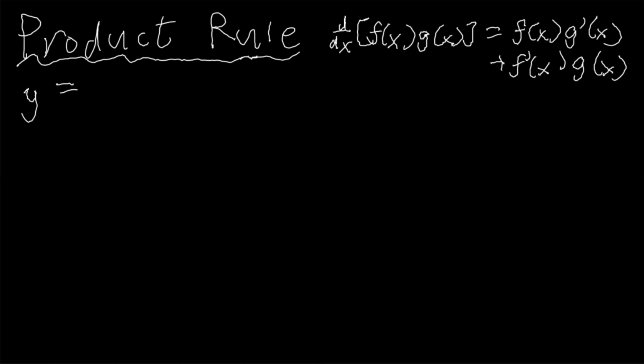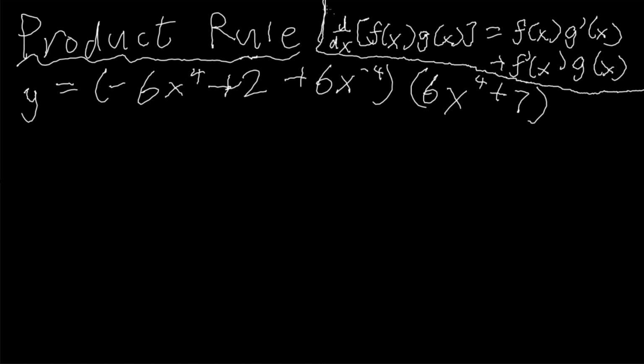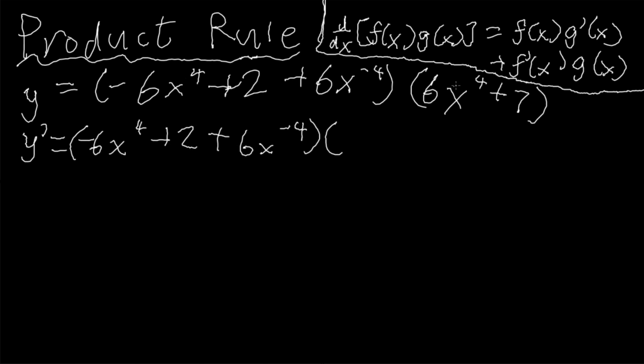Okay, for this next question, let's do something like minus 6x to the 4 plus 2 plus 6x minus 4. Let's spice things up. Times 6x to the 4 plus 7. Now I know this looks pretty weird. I'm gonna make it separated so I don't get mixed up here, but it's just the same thing. The derivative of this function will just be f of x, so we just do the same thing. I leave this the same, and then times the derivative of this.